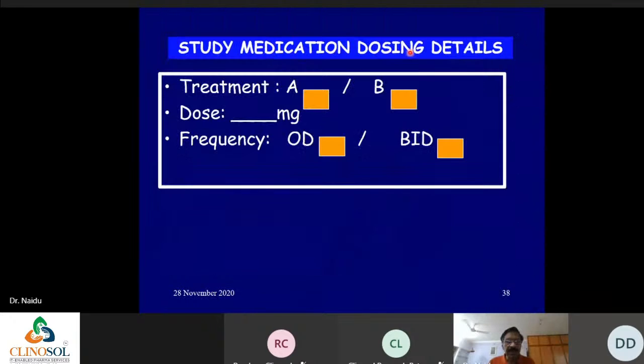Study medication dosing detail. Now you are giving drug A or drug B. You clearly write what the dose is, 50 milligram, 100 milligram, whether he should use it once a day or 2 times a day. So study medication dosing detail should be filled in this part of the case record form.